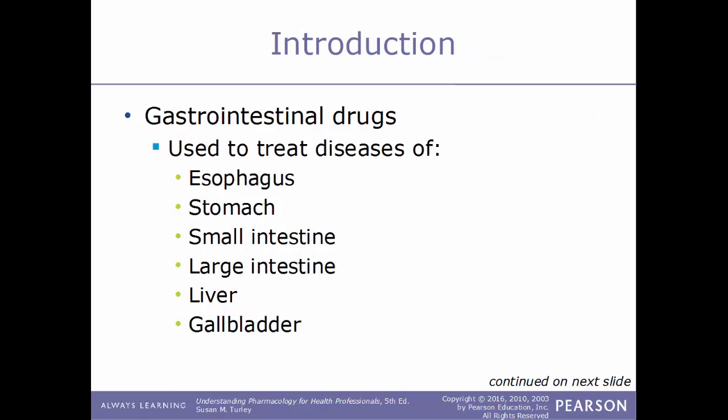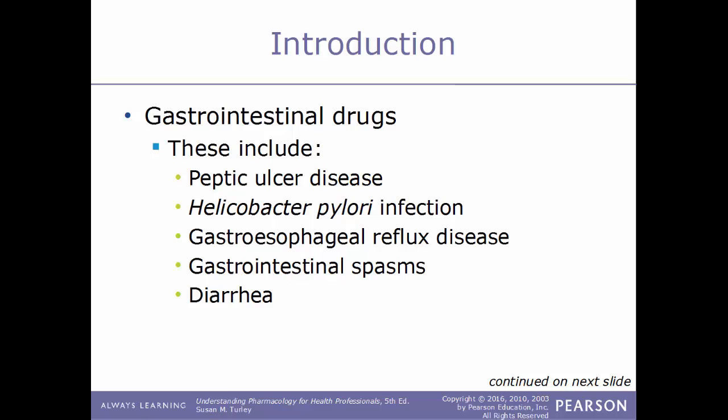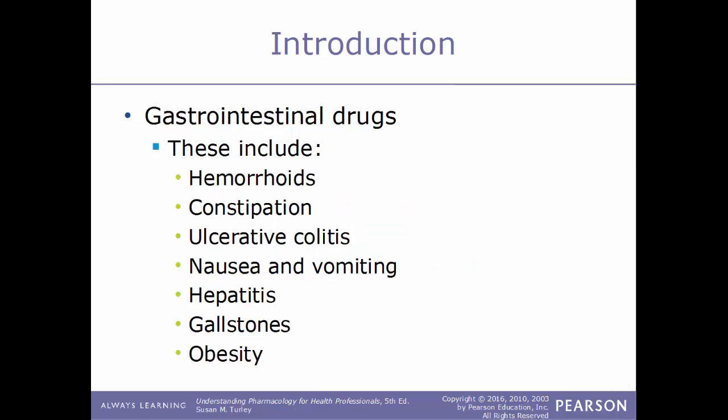First, we'll start with a quick introduction. Gastrointestinal drugs are used to treat diseases of the esophagus, the stomach, the small intestine, large intestine, the liver, and the gallbladder. Some diseases could include peptic ulcer disease, Helicobacter pylori infection, gastroesophageal reflux disease, gastrointestinal spasms, and diarrhea. Some other common examples: hemorrhoids, constipation, ulcerative colitis, nausea and vomiting, hepatitis, gallstones, and obesity.